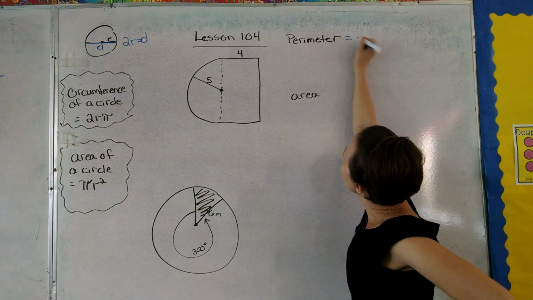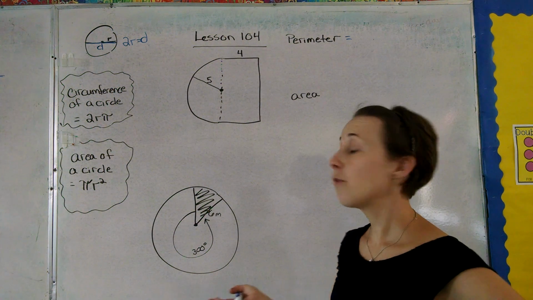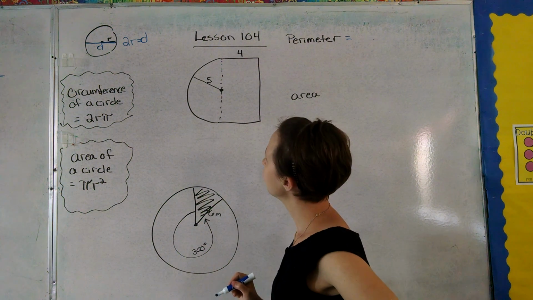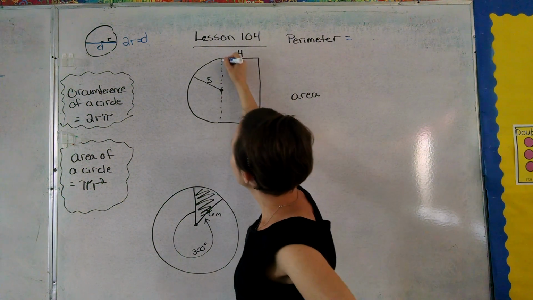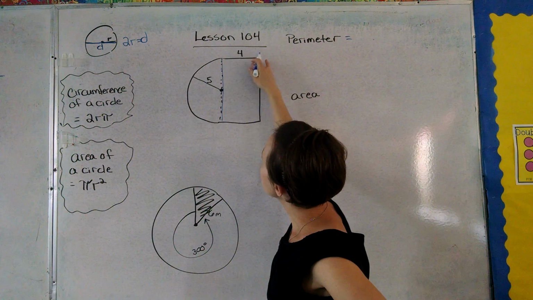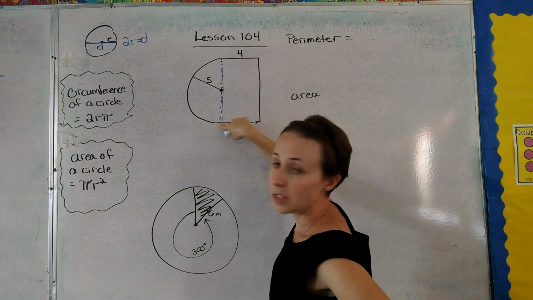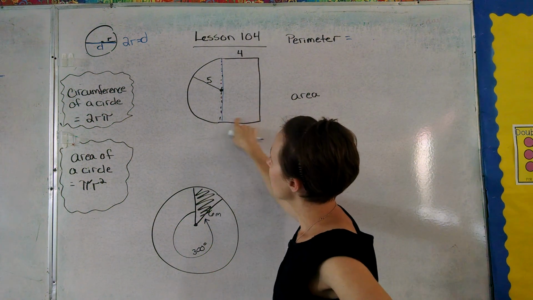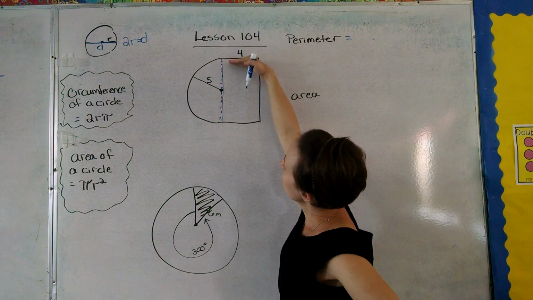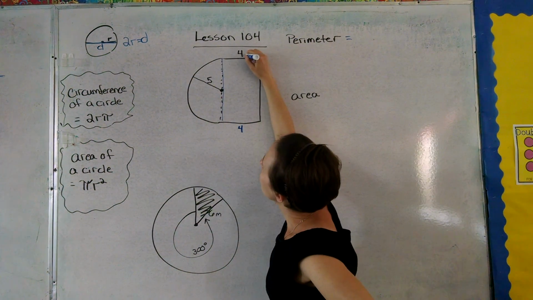All right, let's start with perimeter. Perimeter is the distance around. I don't immediately have a formula for something that has a curve and some straight lines. However, if I think of this as two pieces, as being a semicircle and a rectangle, I do have formulas for circumference of a semicircle and perimeter of a rectangle. Let's fill in what I already know. If this is a rectangle and the top is 4, that means the bottom is also 4. All of our work will be in meters today.